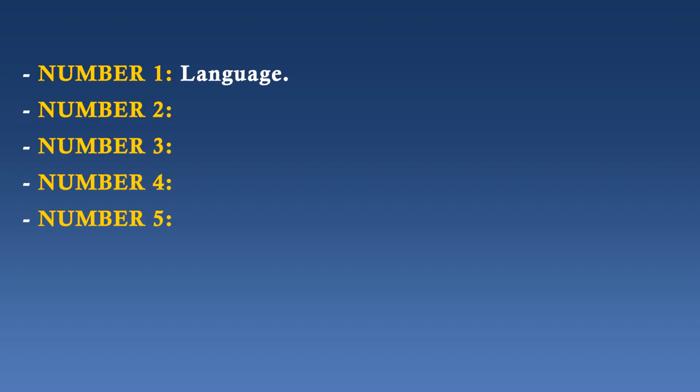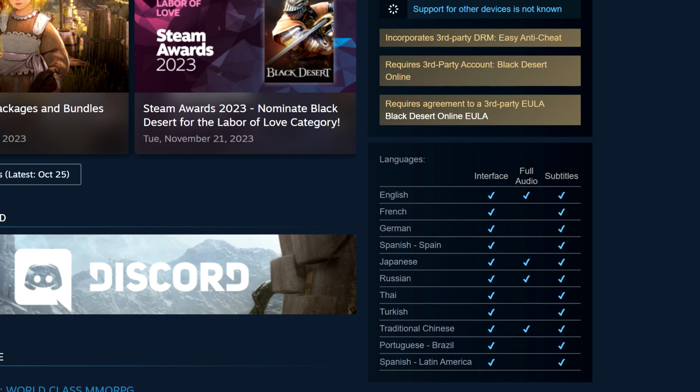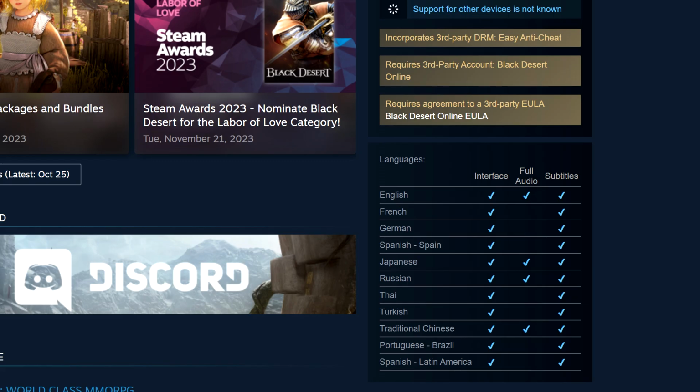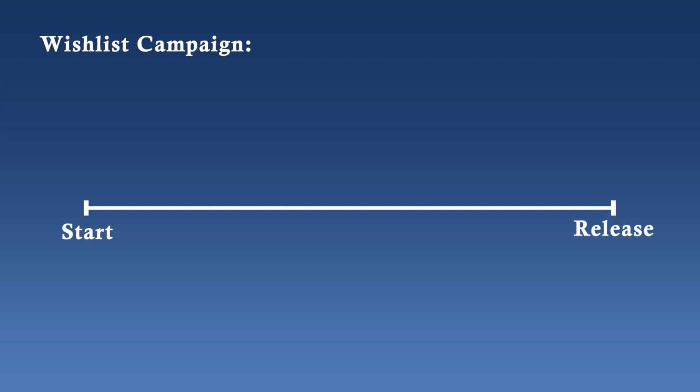Number one is language. A lot of indie devs leave localization for last. This also means that they will not add these languages to their store page until closer to release. This is an absolute mistake. If you're planning to localize your game to multiple languages, add them to your store page right at the start of your wishlist campaign. That way, you will gain extra traffic right from the start.